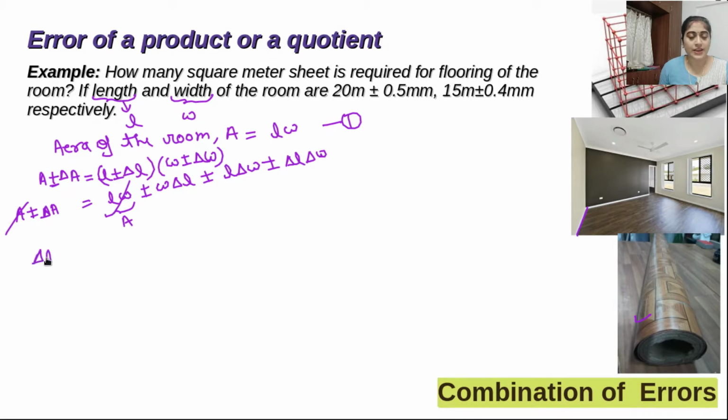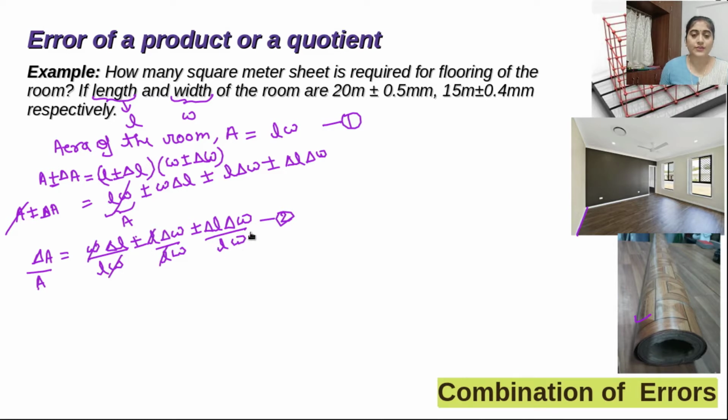So delta A equals how much? Delta A equals W into delta L plus minus L into delta W plus minus delta L into delta W. Suppose this is equation 2. If I am dividing this by A, what will happen here? A equals L into W. So here L into W, and here also L into W, so W cancels out, L cancels out.